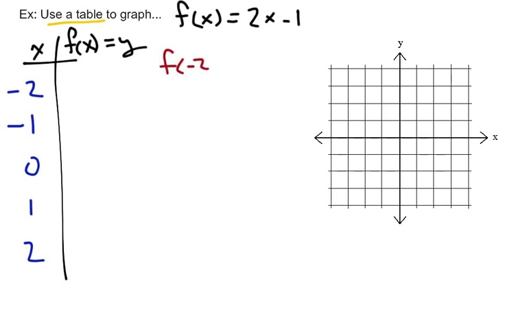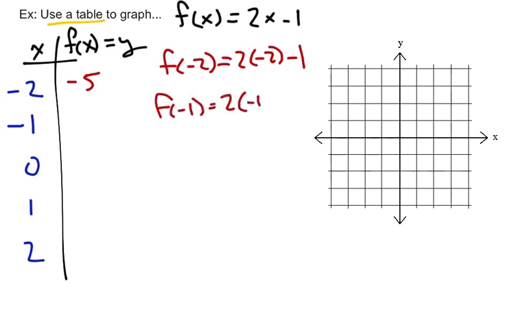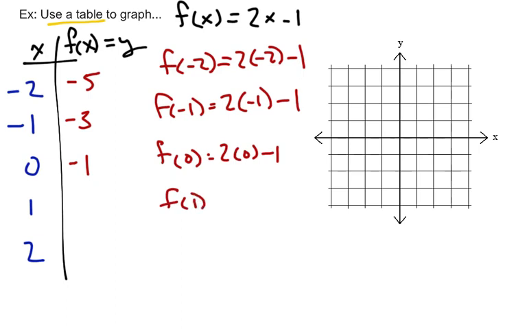Find f of negative 2. Well, that's 2 times negative 2 minus 1. Negative 4 minus 1 is negative 5. Now we find f of negative 1. Plug it in again. 2 times negative 1 minus 1. Negative 2 minus 1 is negative 3. Find f of 0. 2 times 0 minus 1 is 0 minus 1, which is negative 1. F of 1. 2 times 1 minus 1 is 1. And f of 2. 2 times 2 minus 1 is 3.